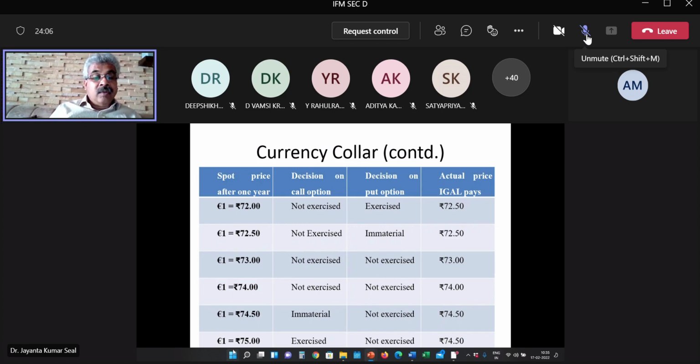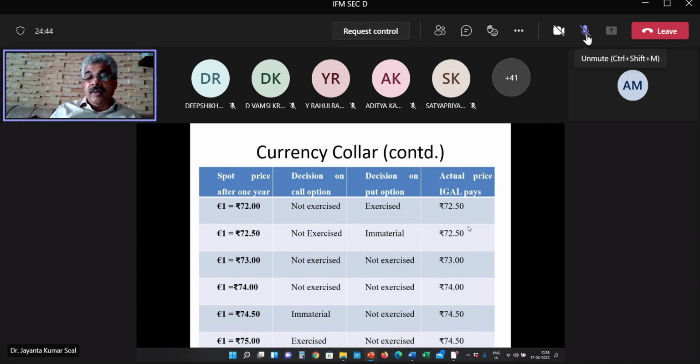If it is more than 74.5, say 75, the call option will be exercised. Why? Indigo has the right to buy at 74.5. Market price is 75, so Indigo will pay a higher price if it buys from the market. So naturally it will exercise its right and pay 74.5 to buy the euros. What about the put option? Not exercised. Any question?